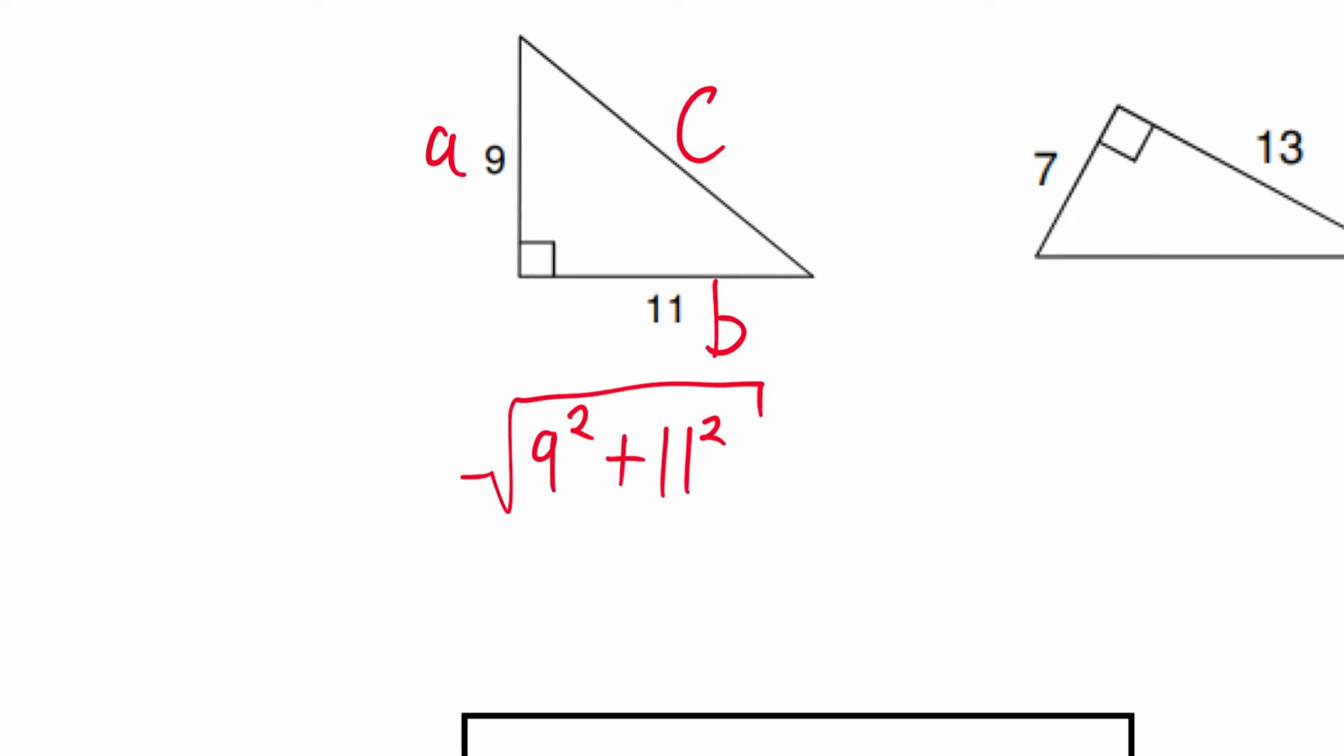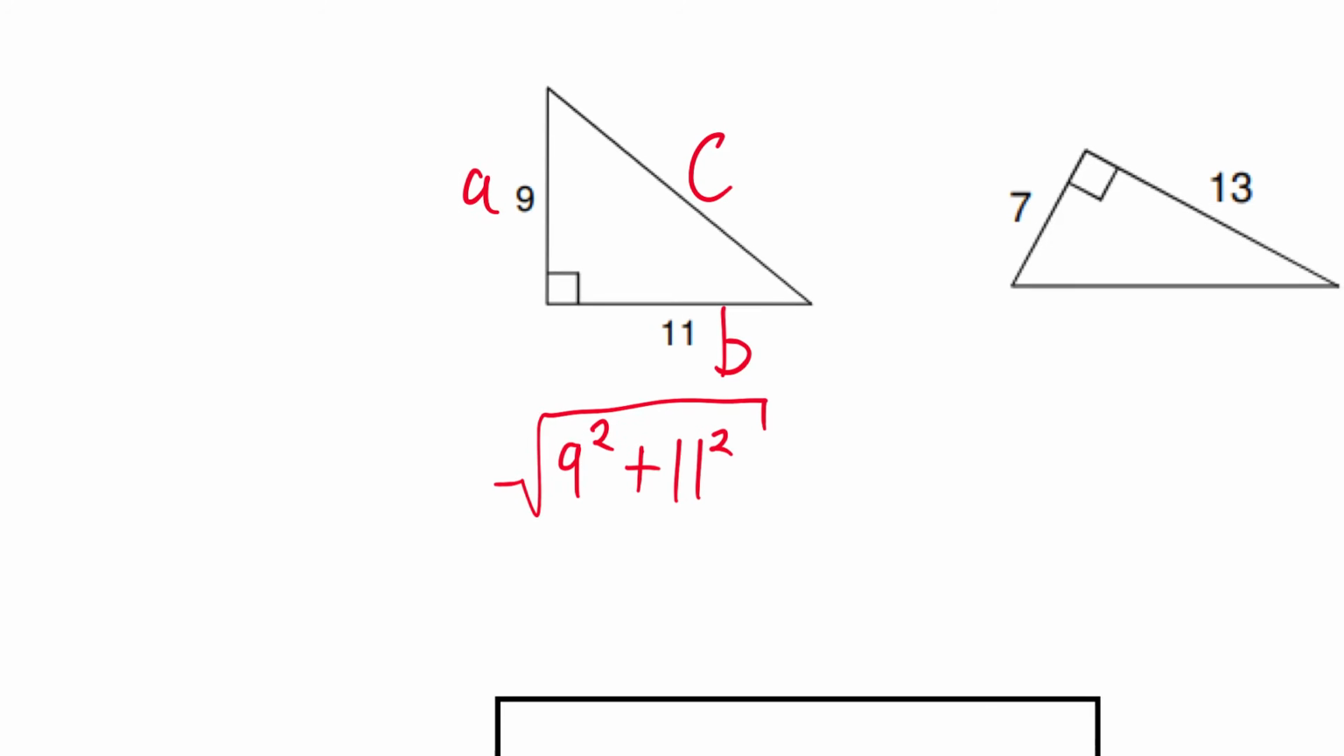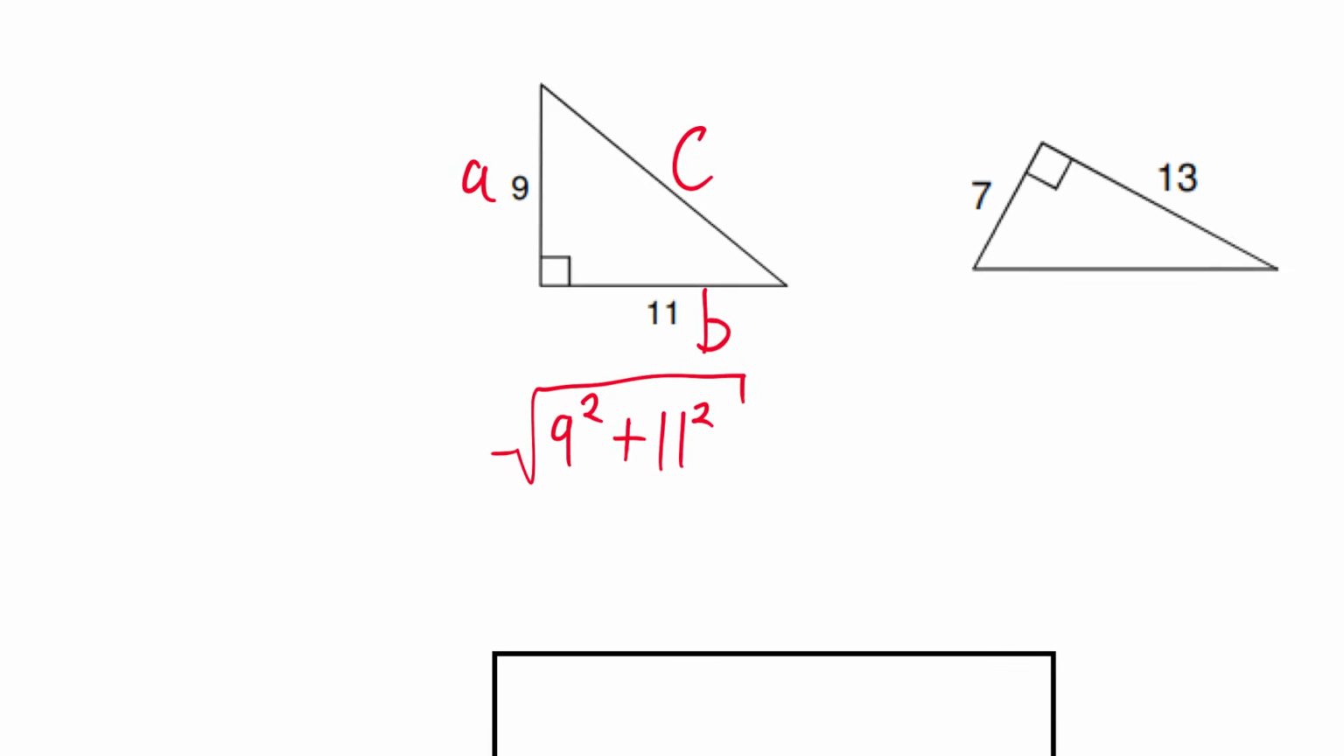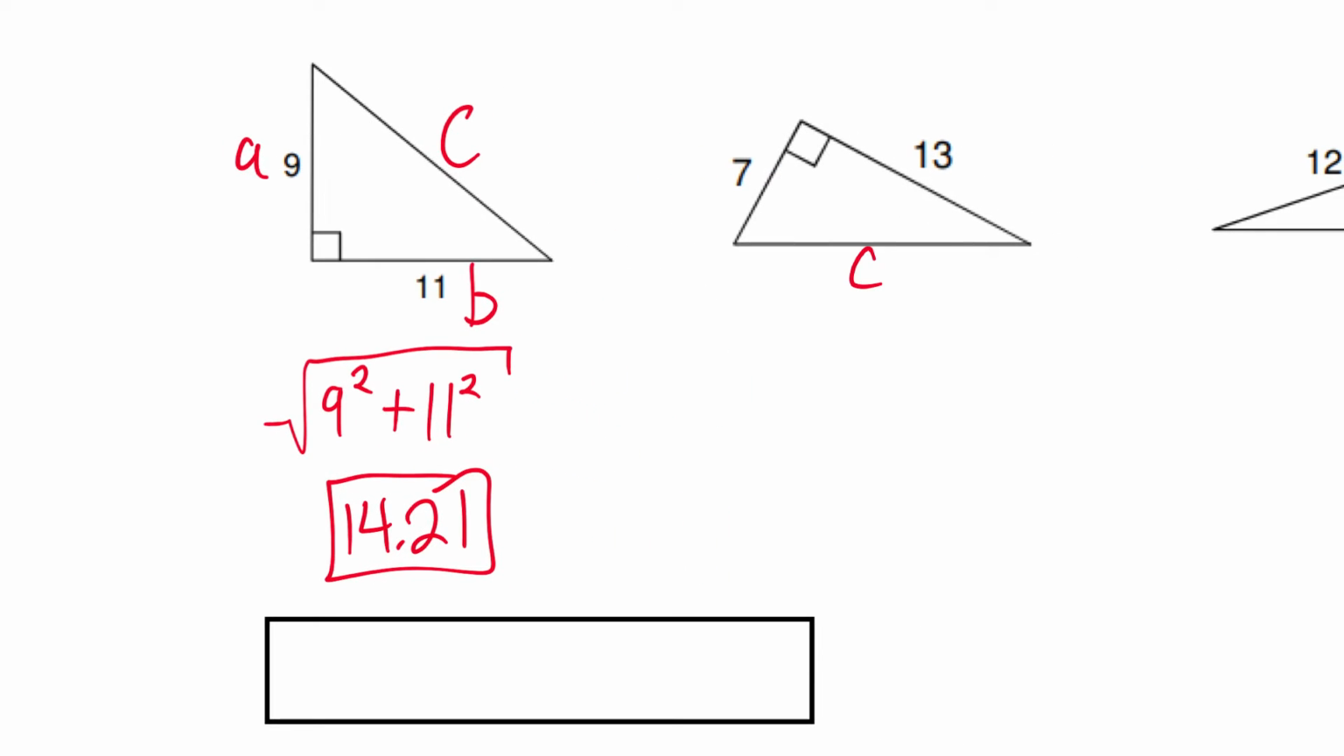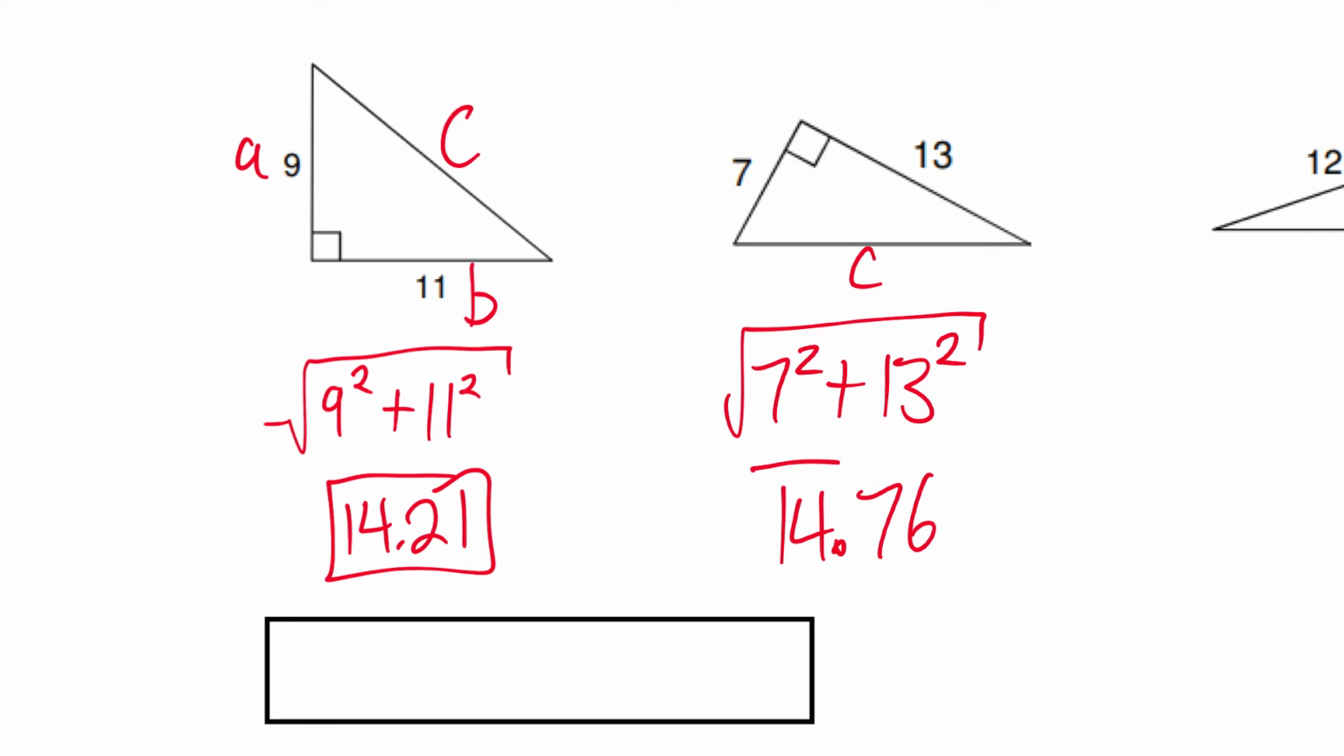Okay? So in this little shortcut, type that in your calculator just like that. I want everybody to type that in. I'm going to come around and see it real quick. Okay, and so what does that give you? Okay, 14.21. Okay, next one, you're looking for the c, so you're going to add, it's going to be 7 squared plus 13 squared square rooted. Okay, 14.76.